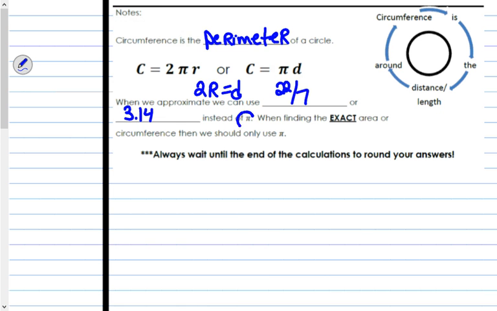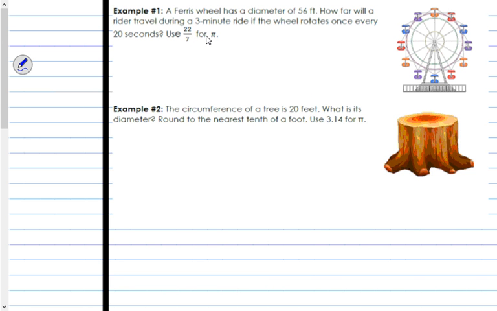And our scientific calculators have a pi button. But when we are finding the exact area or circumference, then we should only use pi. And always wait until the end of the problem to round your answers. So we don't want to round and then work something out and then round again. We do not round until the very end. We're going to do example 1 in class, but let's look down to example 2.